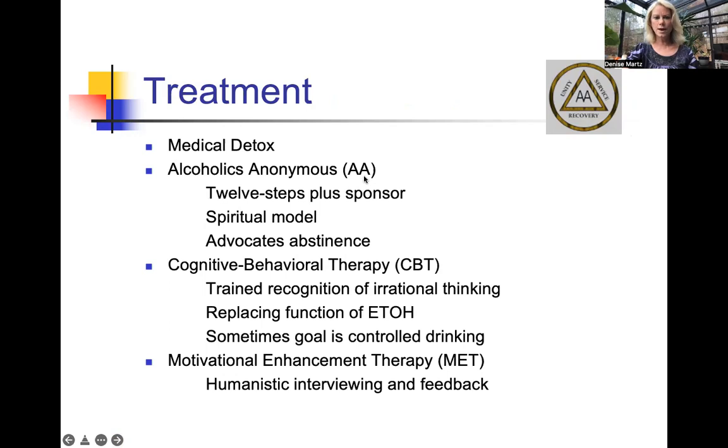Alcoholics Anonymous, or AA, is not professionally run, it's a self-run program. There are 12 steps in recovery that people work in a particular sequence. Usually they are hooked up with a sponsor, and everybody has a personal sponsor who is much further in their recovery than the newbie. It is a spiritual model, meaning that part of the recovery and part of the steps is to get closer to God.